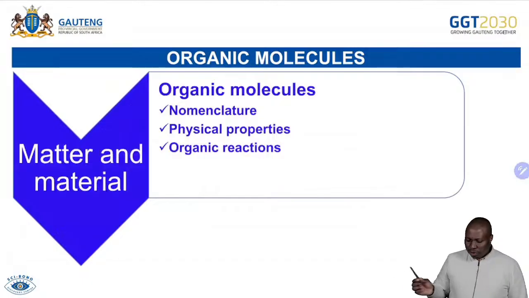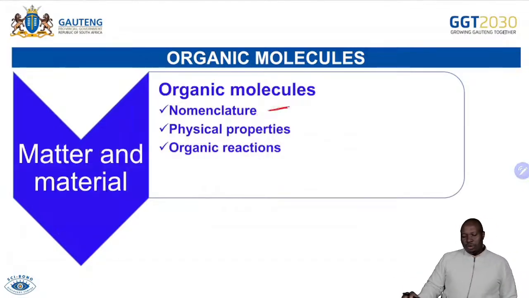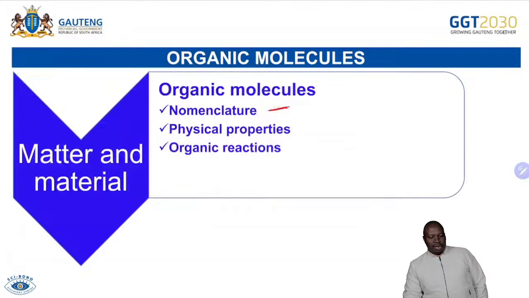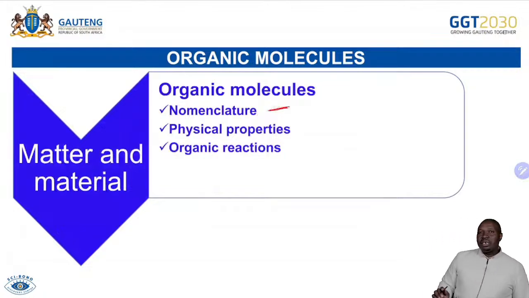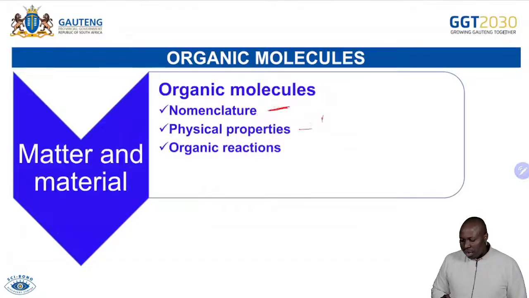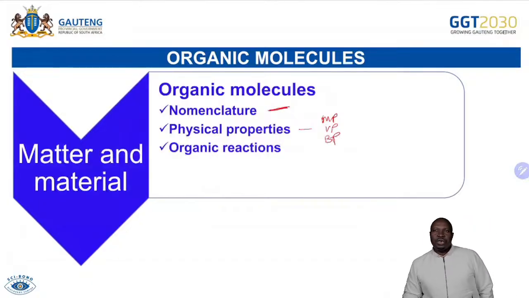As I indicated, we have naming of organic molecules and isomers, which was question 2. And then physical properties, as I indicated already, under physical properties we're looking at 3 of them, which is now your melting point, your vapor pressure, and your boiling point. And then organic reactions, we'll be looking at our reactions.